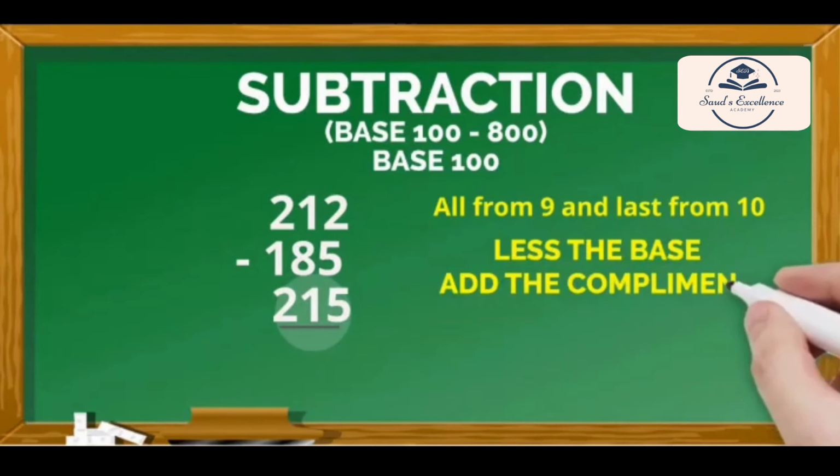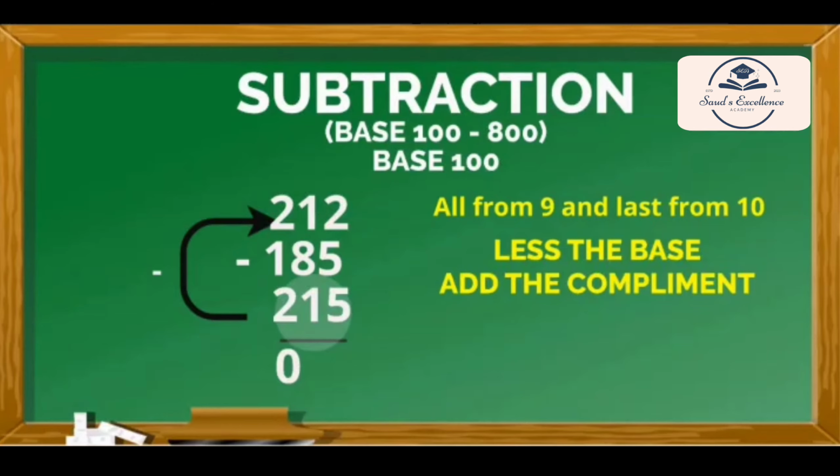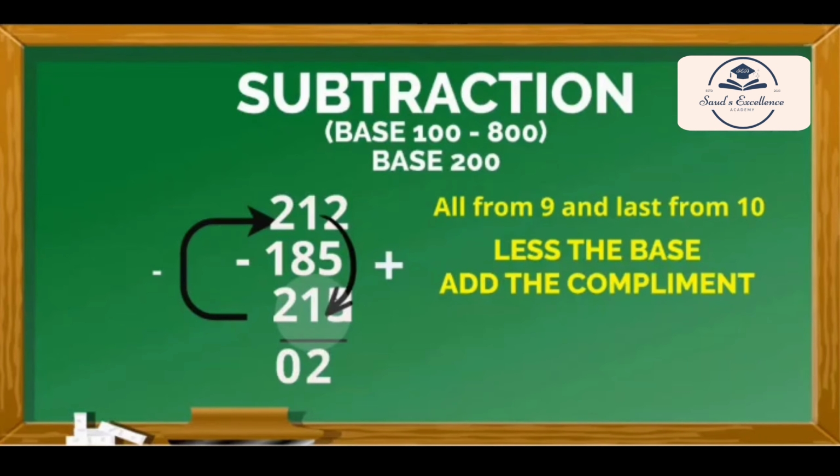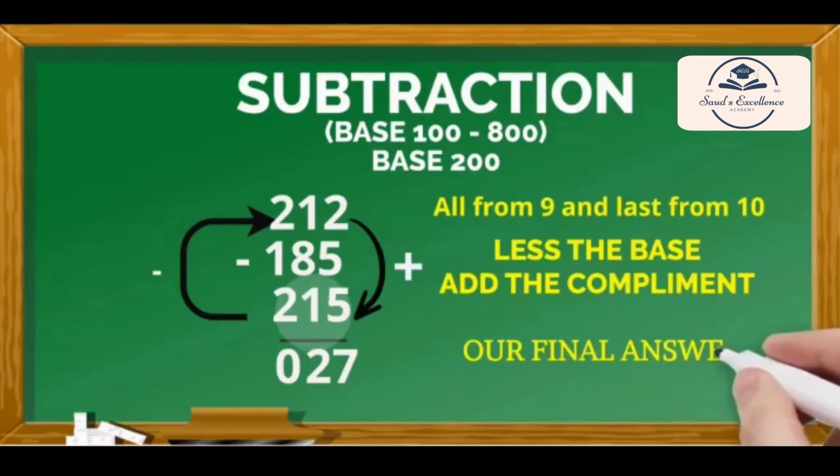Now we apply the formula: less the base, add the complement. We minus 2 from 2 equal to 0. We add 1 to 1 equal to 2. We add 2 to 5 equal to 7. Our final answer is 27.